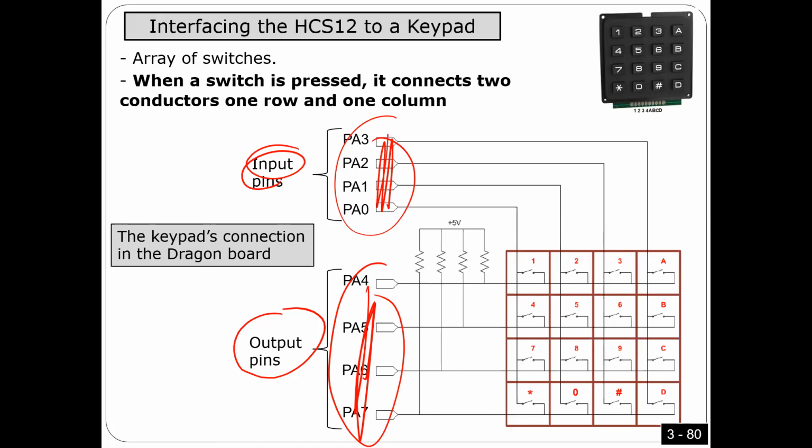So I explained, number one, how it is connected. As I told you guys, as we see here, it is connected to port A. And I told you about the interesting idea we use here. I told you we use four pins as input and four pins as output. Also, I told you how it is connected.